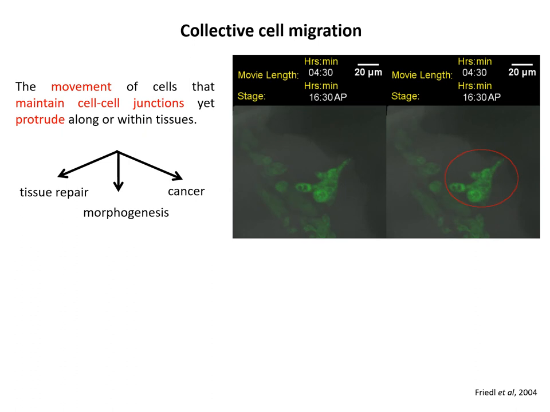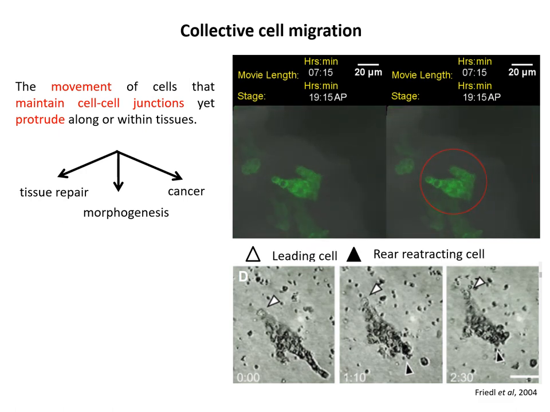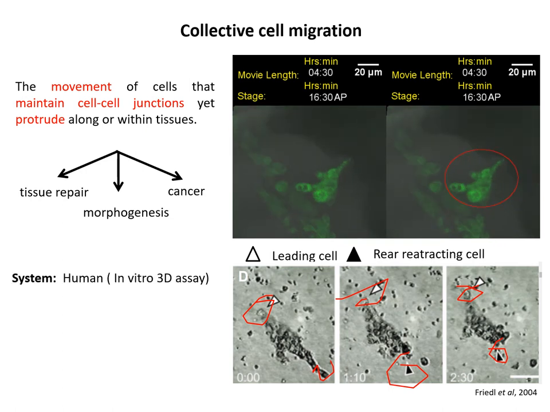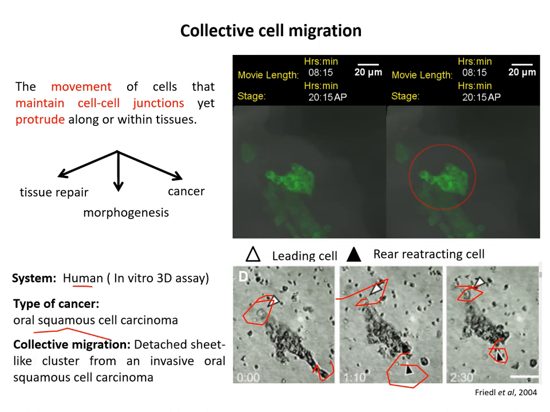So here you see those cells moving like that. And to my surprise, this looks exactly like what we find in vitro in humans. If you take a tissue, you will have a leading cell here, and in addition to the leading cell, you will have a retracting cell here, and this is the way that they move. This has been found in human tissues with in vitro 3D assays, and this is an oral squamous cell carcinoma.